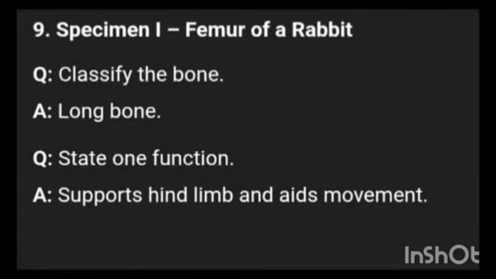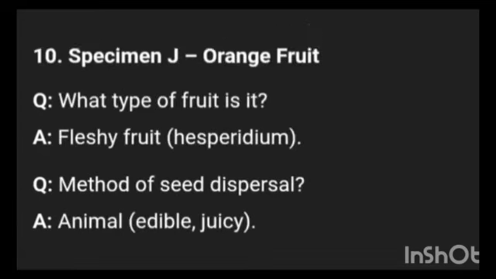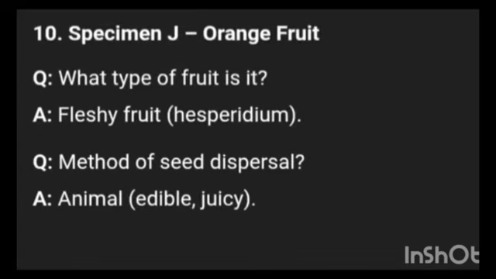Specimen I, the femur of a rabbit. Classify the bone. It is a long bone. State 1 function. It supports the hind limb and aids movement. Of course, it's also a skeleton, which is one of the functions of the skeleton. I will send pictures at the end of the video.